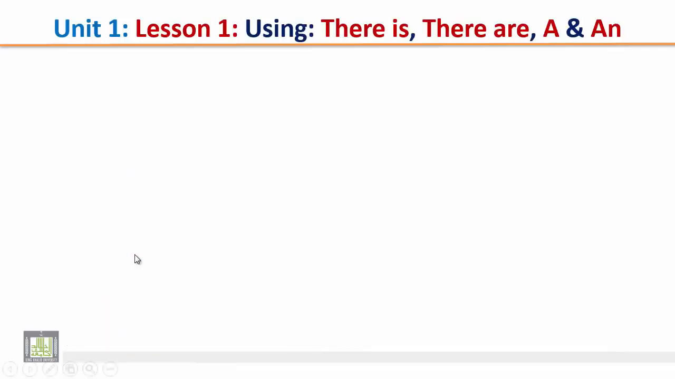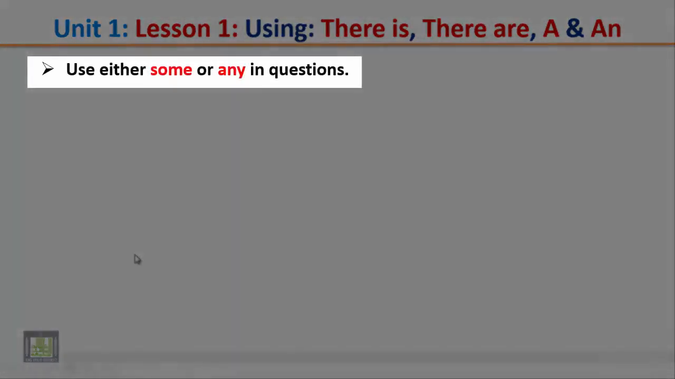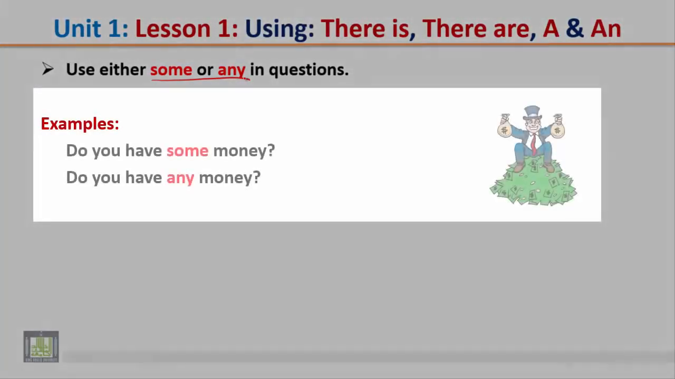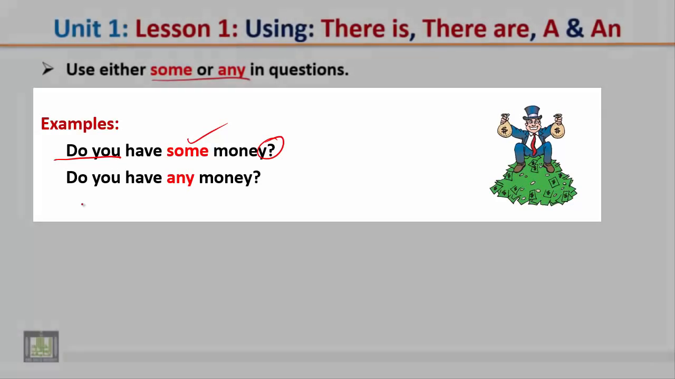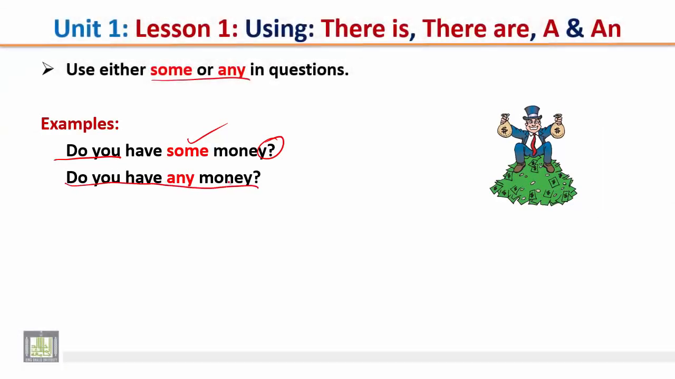Any questions? With questions you can use either some or any. Examples: do you have some money? This is a question. Do you have some money? You can also say, do you have any money? So both questions are correct. So with questions, you can say some or any.